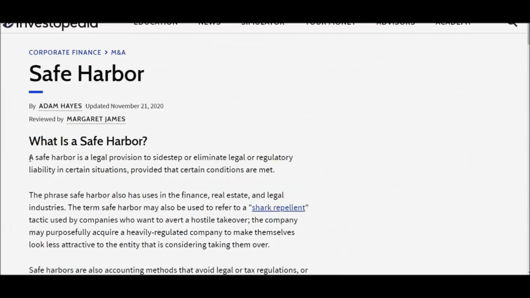And in the process, a safe harbor is a legal provision. A provision is basically terms and conditions. When you see this word provision, like constitutional provision, they're telling you it's something written down somewhere based on stipulation, terms, and condition. That's what a provision is. What is safe harbor? A safe harbor is a legal provision to sidestep or eliminate legal or regulatory liability in a certain situation.